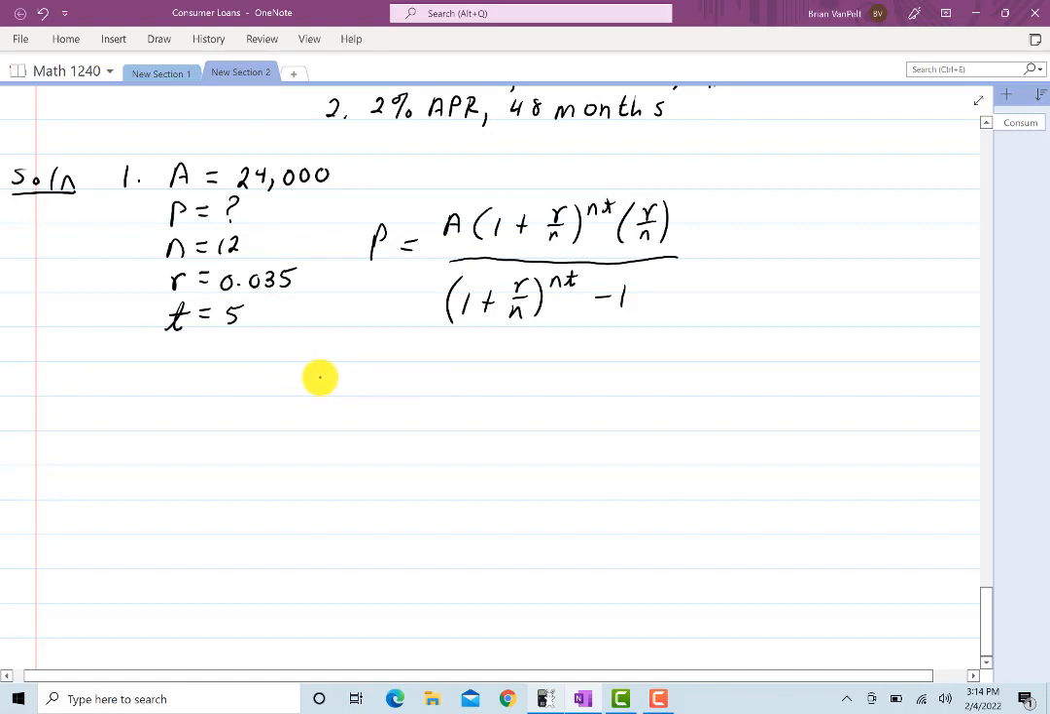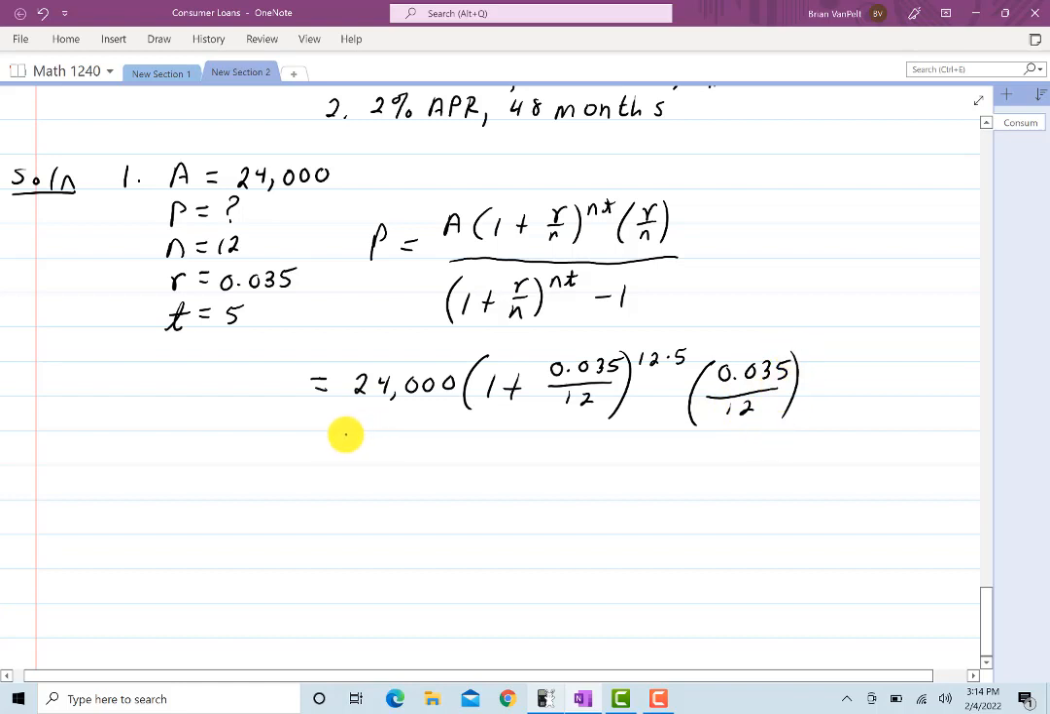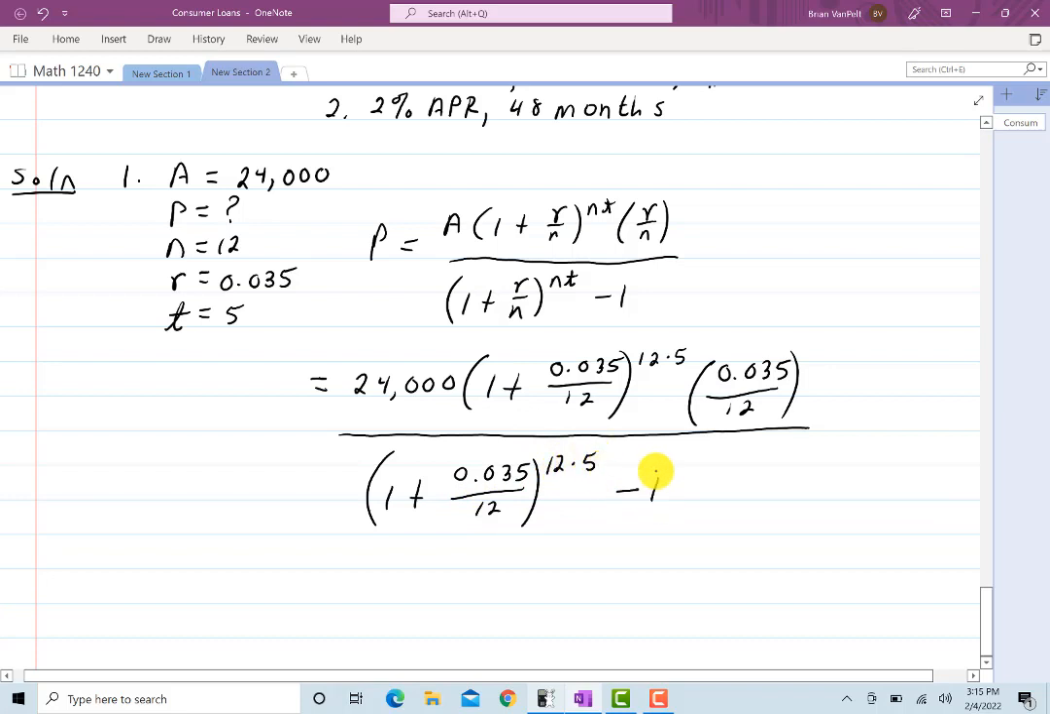Let me give myself some more space when I put in the numbers. So I'll have my 24,000 for my A, times (1 plus 0.035 over 12) to the 12 times 5, times 0.035 over 12. And then for the denominator, I get (1 plus 0.035 divided by 12) to the 12 times 5, minus 1. Let's go ahead and throw that in.